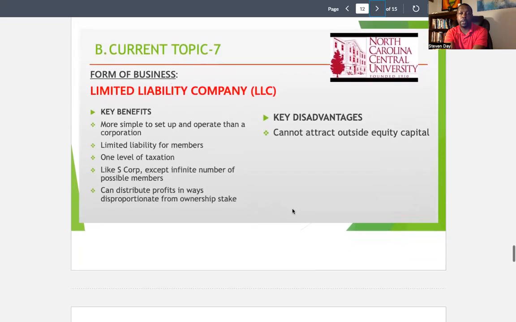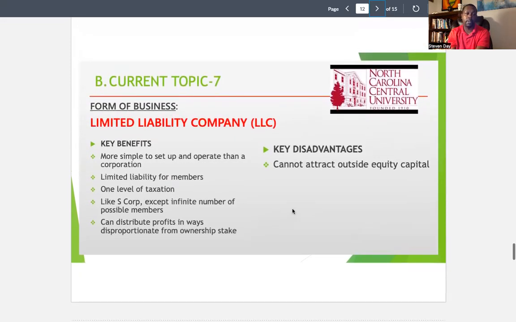Then you have an LLC, which is really popular among people starting businesses. The benefit is that it's simple to operate compared to a corporation. So if you are seeking a corporation and you want to take baby steps, you'll probably do the LLC. It has limited liability, like an S Corp, except with an infinite number of possible members, and it can also distribute profits in ways disproportionate to ownership stake. The one disadvantage is that it cannot attract outside equity or capital. So you can see the LLC is probably the most popular because it has the fewest disadvantages that could possibly happen when you're operating an LLC.